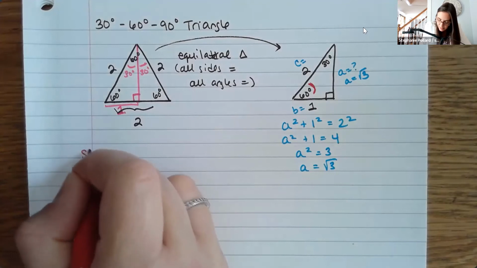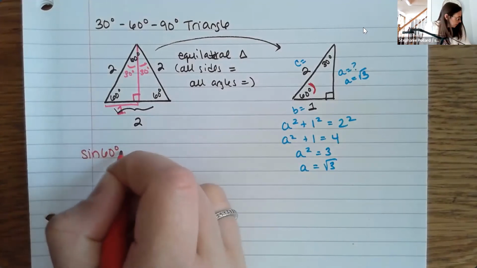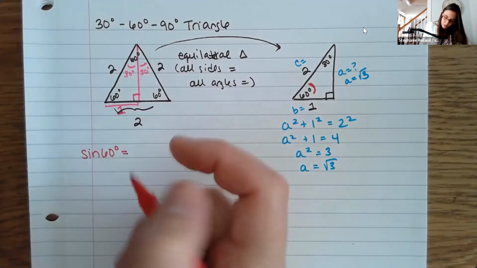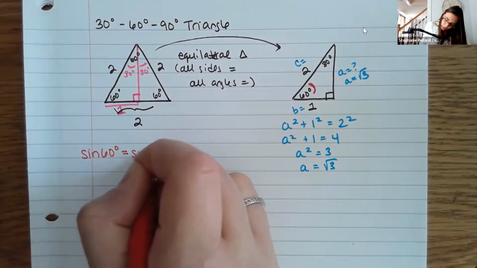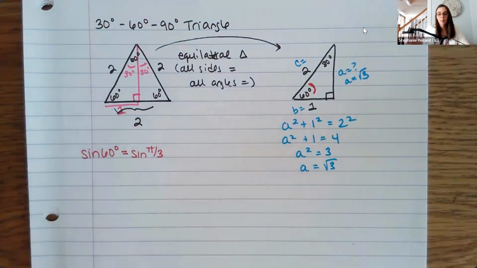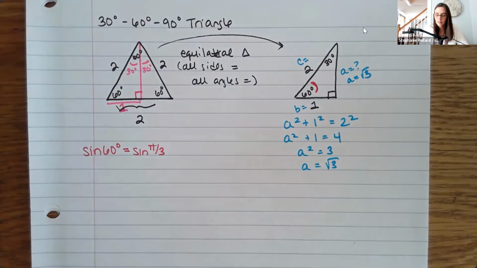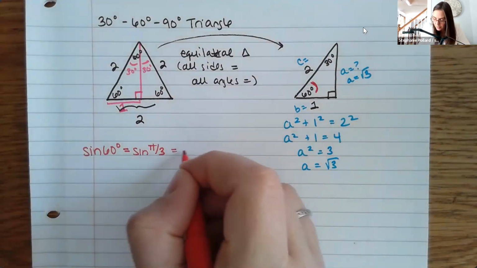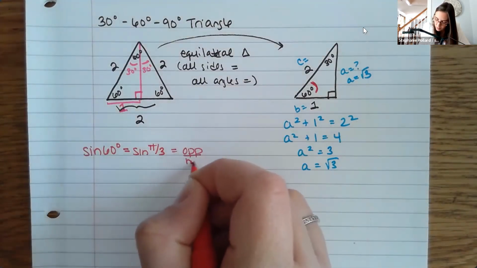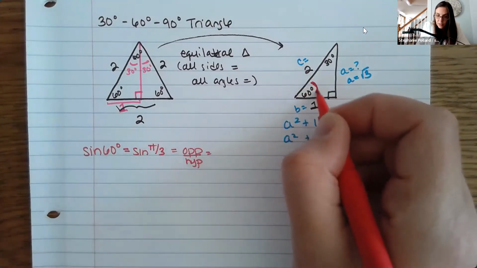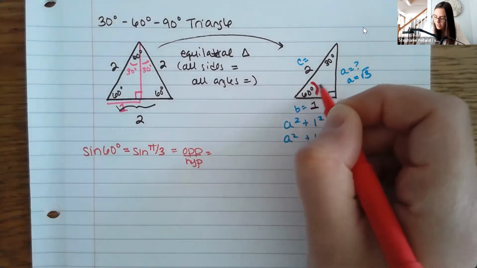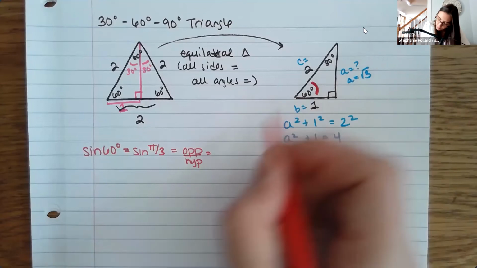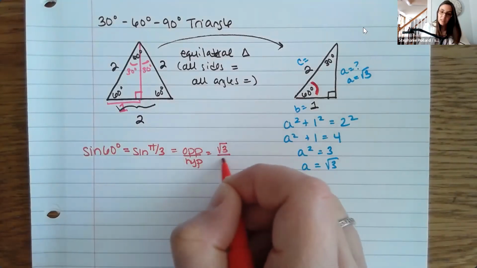So sine of 60 degrees, which would be pi over 3. So I won't write them both out each time, but 60 degrees would be pi over 3 in radians. Again, sine is opposite over hypotenuse. So here's the angle I'm focusing on. The opposite of that would be here. So root 3. My hypotenuse is 2.